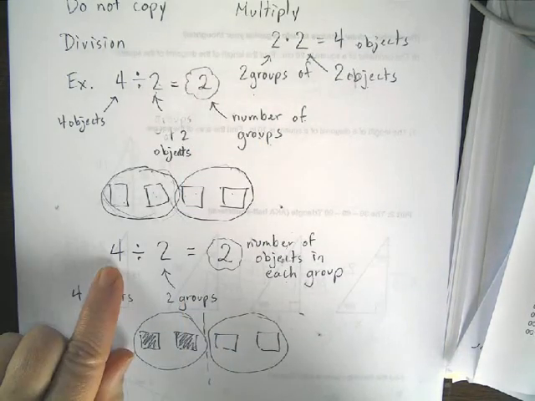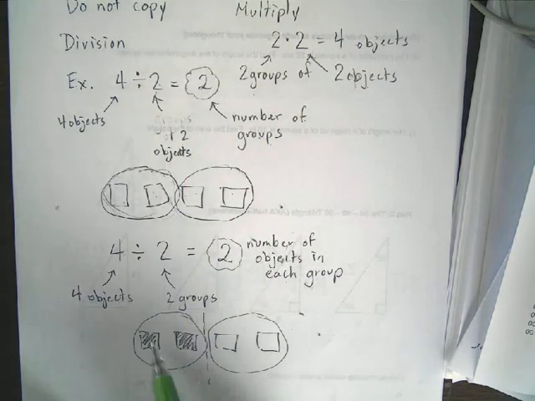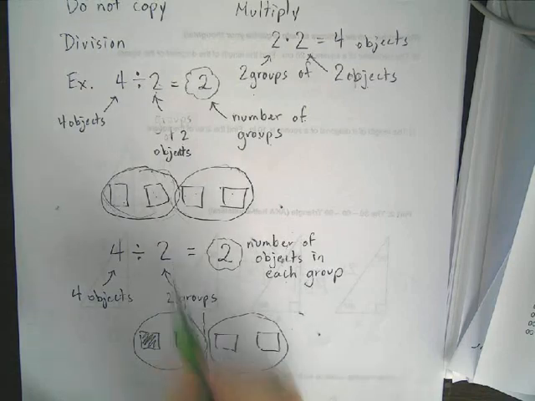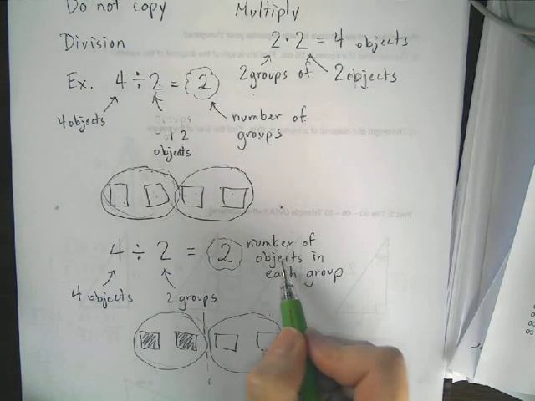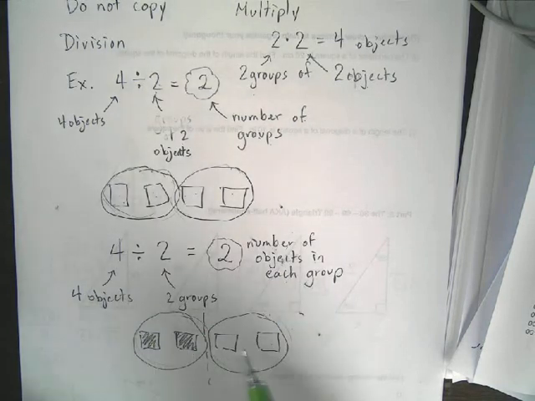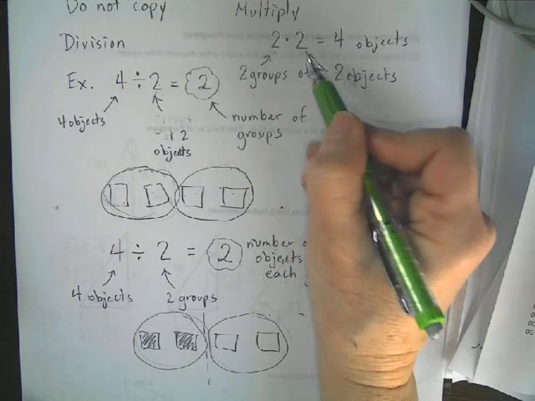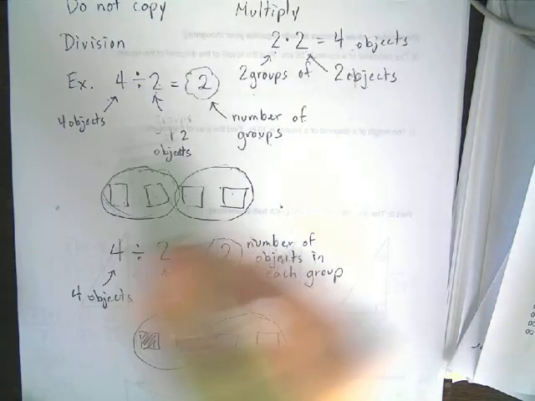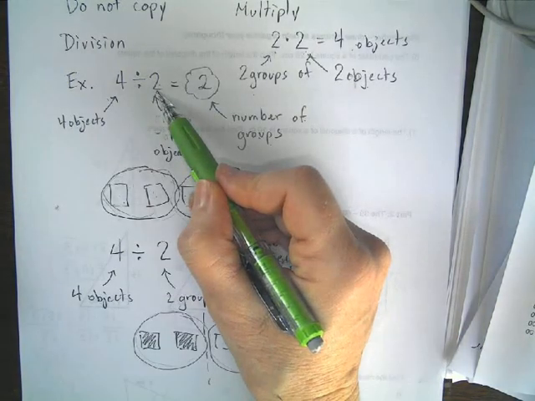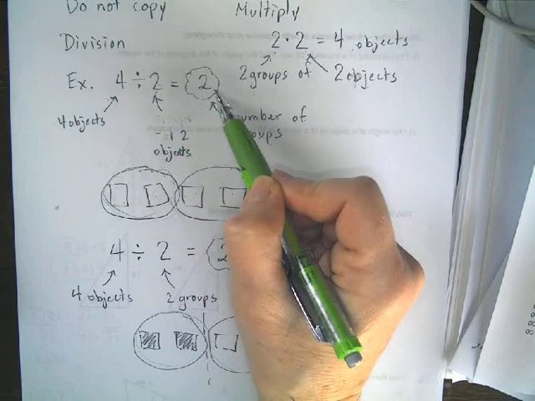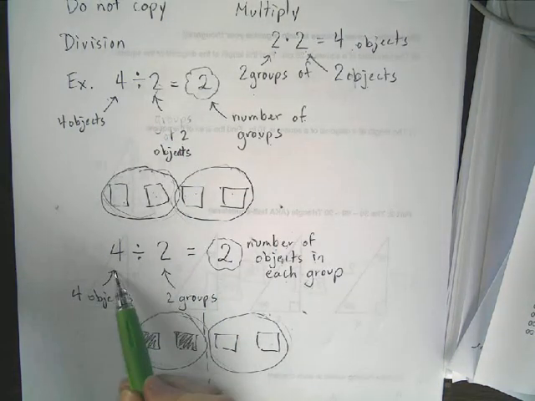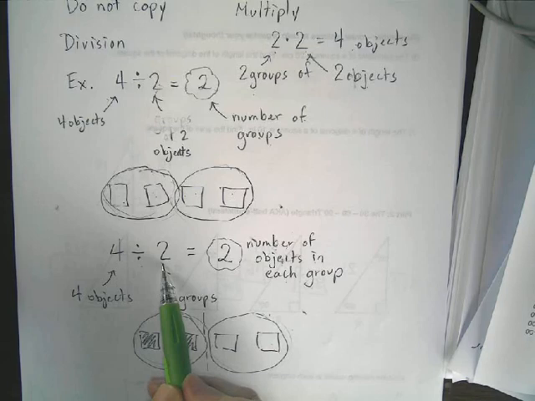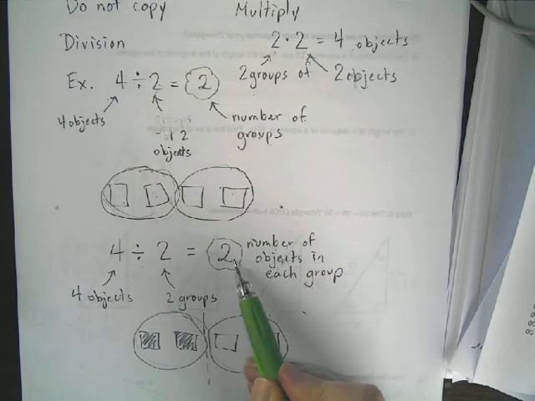And the other way of thinking about it is I have 4 objects. I want to make 2 groups. 1 group, 2 groups. How many objects are in each group? 2. Okay, so 2 groups of 2 objects equals 4 objects. 4 objects that are divided into groups of 2 gives me 2 groups. Or 4 objects divided into 2 groups gives me 2 objects in each group.